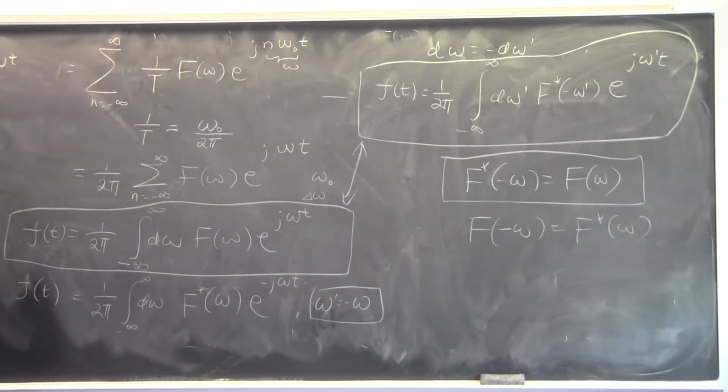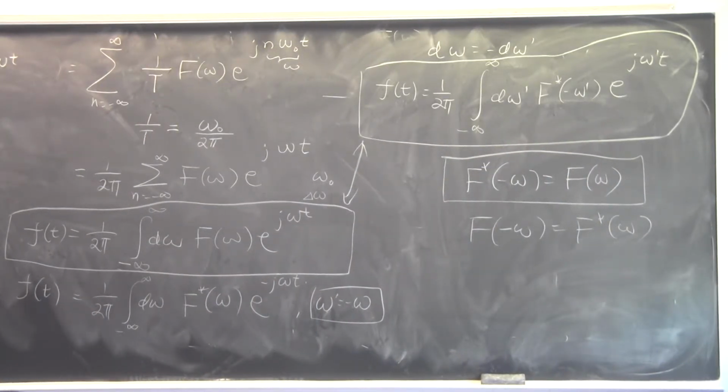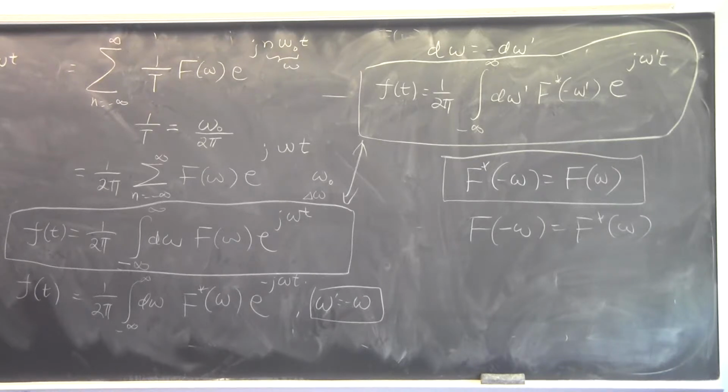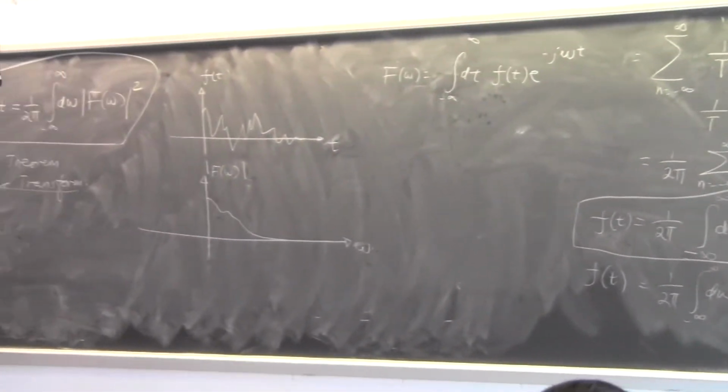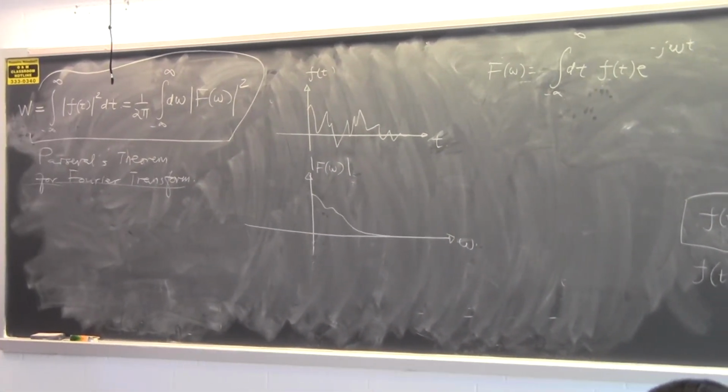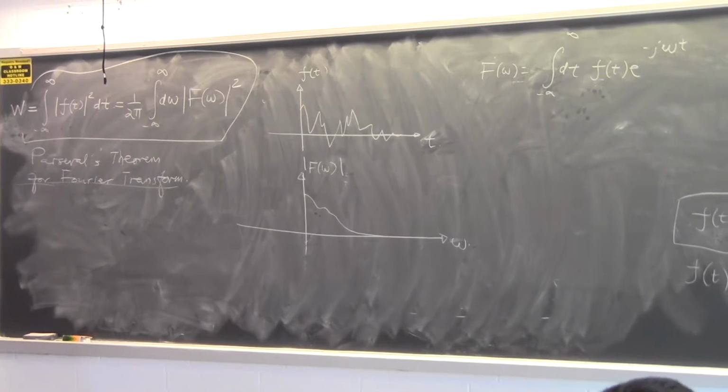Because of that, if this is really complex value, I cannot really plot it because it's a complex number. So I better plot the magnitude of this, and not plot the phase. The phase might change, but the magnitude will look something like that.